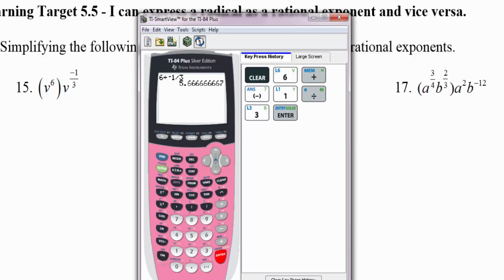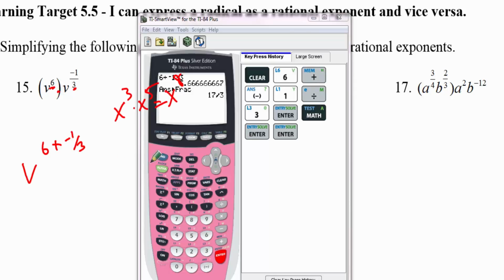Now, that's the right answer. The only problem is I don't really want that answer. I want a fraction. So how do we turn this into a fraction? We hit math, which is right here. And then we go to number 1, which is fraction. You hit enter. And you hit enter one more time because it hasn't done anything yet. And that's 17/3. So on our paper, we're just going to write v to the 17/3. And that's really it. So you add them.